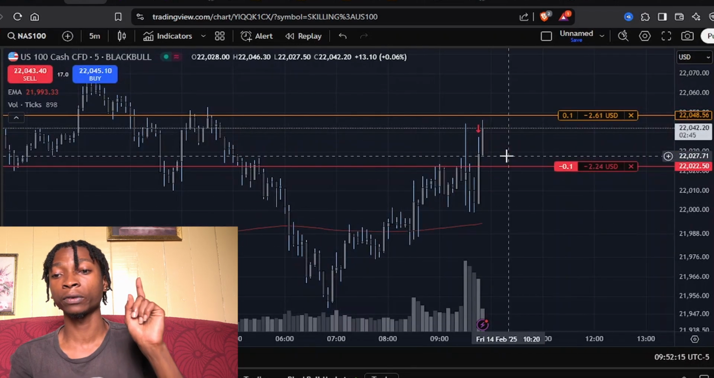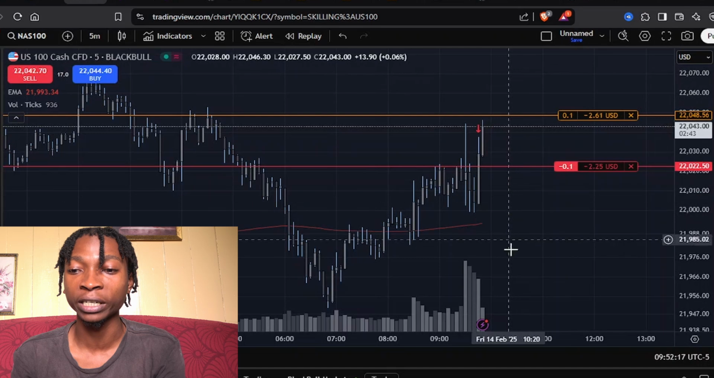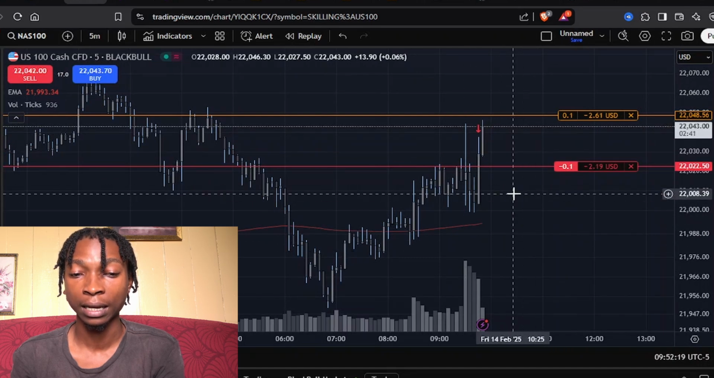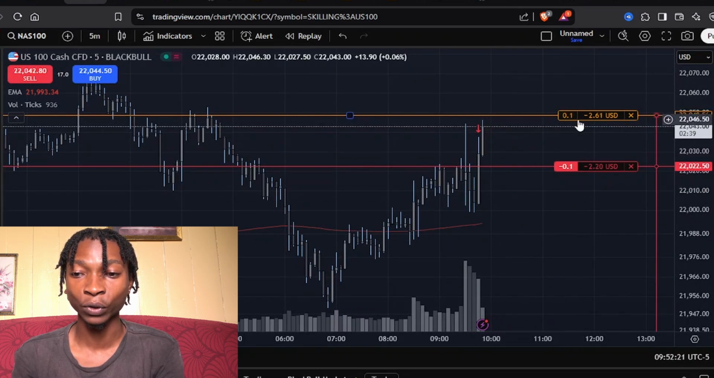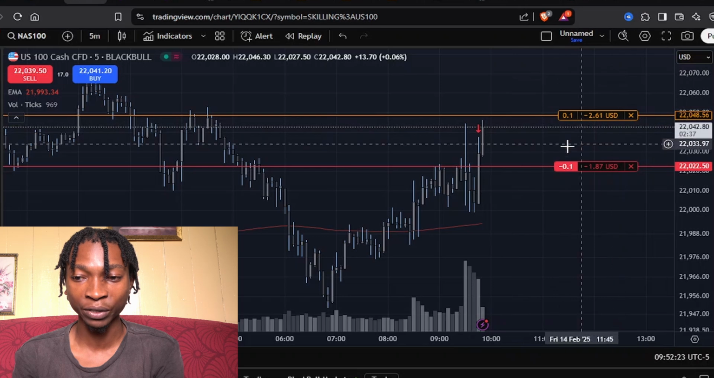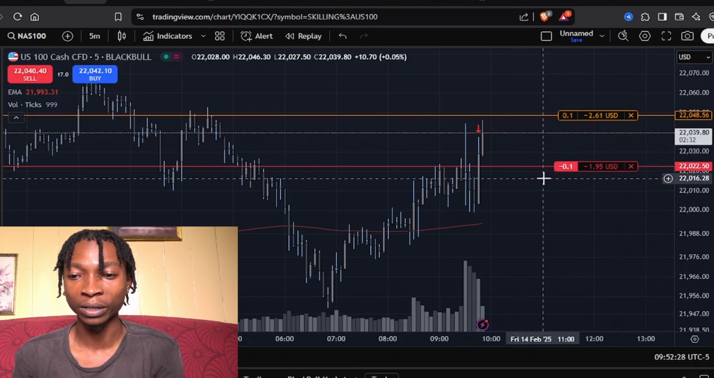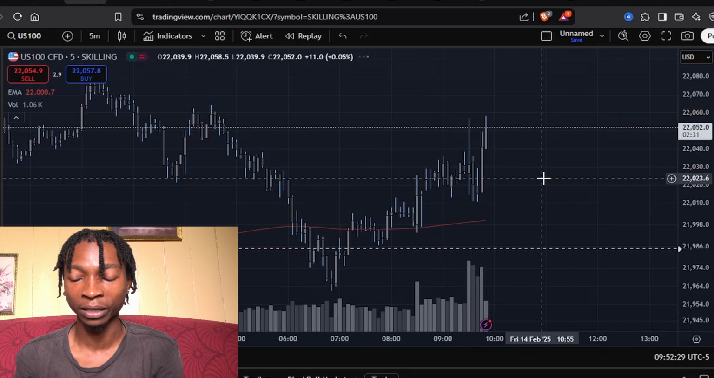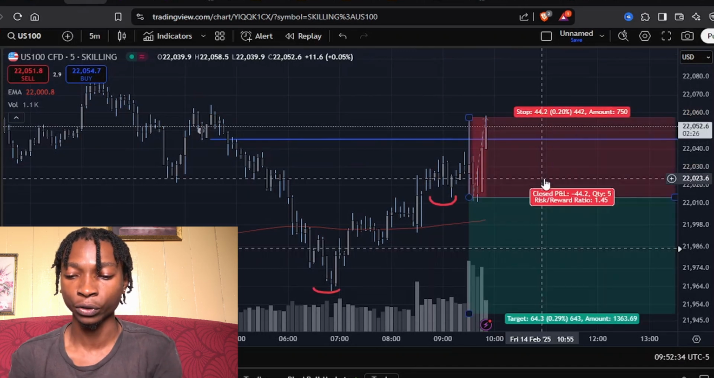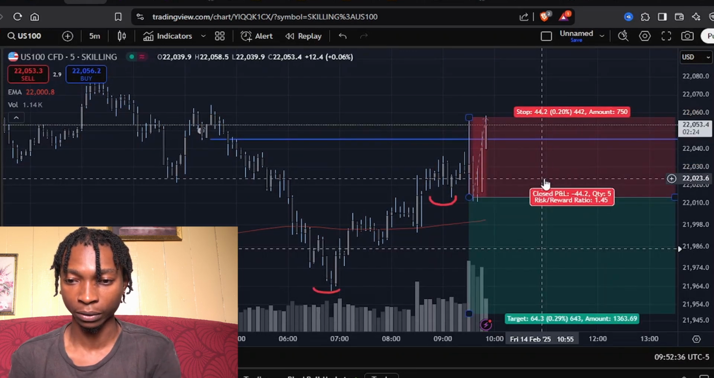Oh, one thing I forgot to mention, I opened this trade as well on the $50 account. So yeah, I'm risking $2.61 on this one. So if it touches stop loss, then that's cool as well. And I also have this trade open on my personal, so let me just check that one out.